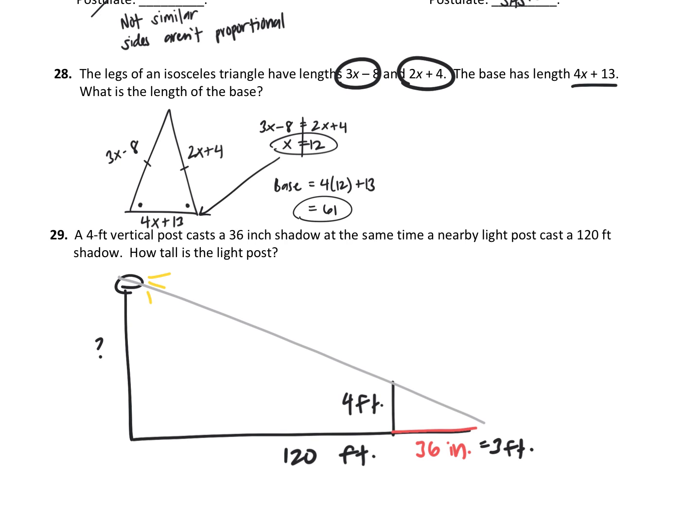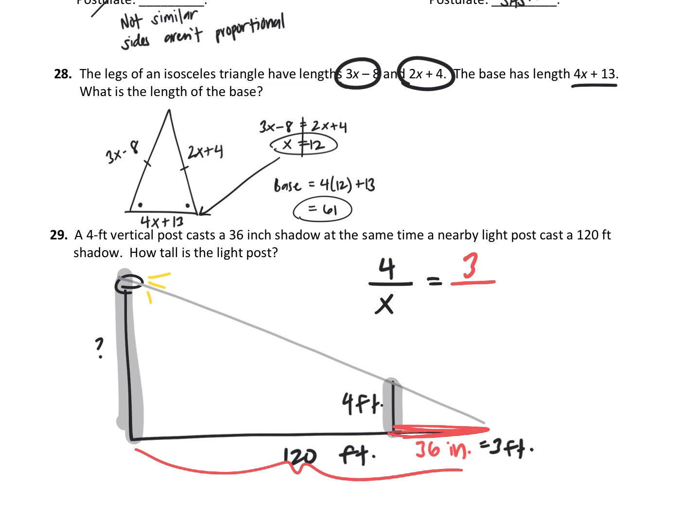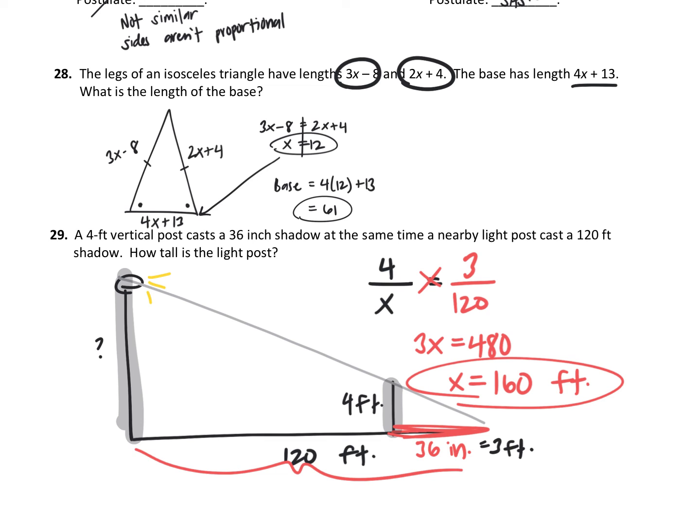So when I'm setting up my proportion here, I'm going to have 4 over the corresponding side length, which would be x. We don't know what it is. And then I'm going to start with my 3 feet down here. That's going to go on top, and then the entire length of the shadow for the light post is 120. And then it's just a quick cross multiply. We get 3x to equal 480. And divide by 3. We get 160. Now be careful, what does the 160 mean? It means 160 feet, because we changed all of our units to be feet.